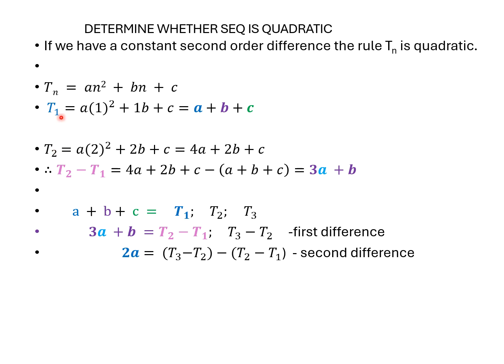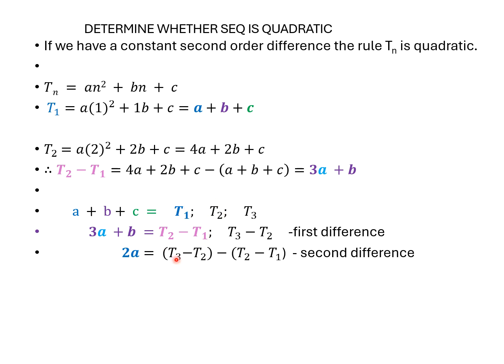Right, so term 2 minus term 1 equals 4a plus 2b plus c minus a plus b plus c. So 4a minus the a gives me 3a. 2b minus b gives me b. And then c minus c falls away. So you understand now why 3a plus b equals term 2 minus term 1.